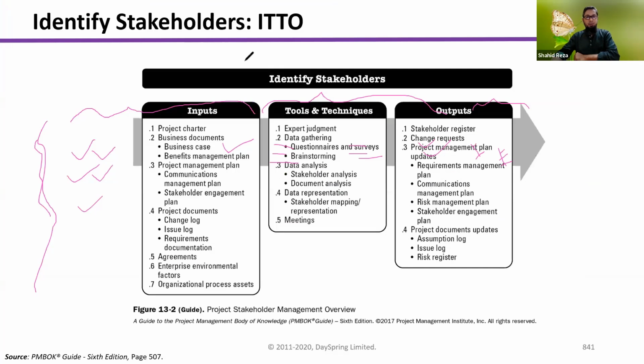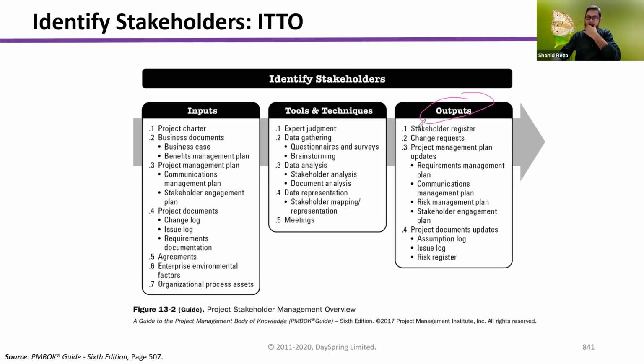Okay. So let me now discuss the stakeholder register. What is our target? Our target is to find all the stakeholders, their name, contact information, their address, their designations, and also their expectations for the project, and also the classification. So that will be in the stakeholder register.